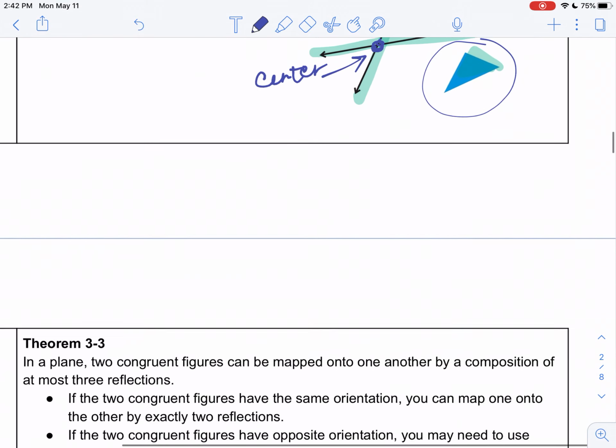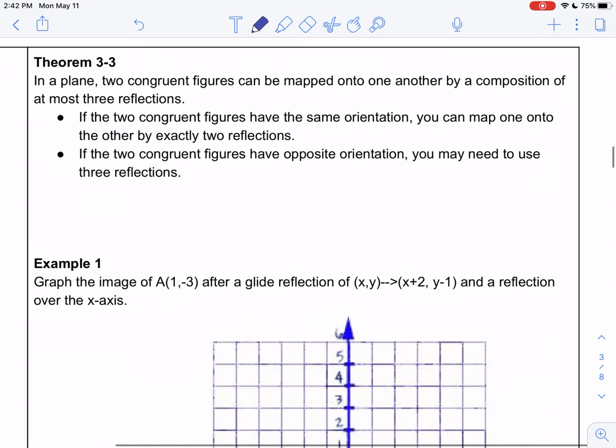All right, and then moving on. Theorem 3.3 says, in a plane, two congruent figures can be mapped onto one another by a composition of at most three reflections. So that means that no matter what, we can always get from one figure to the next by at most three reflections.